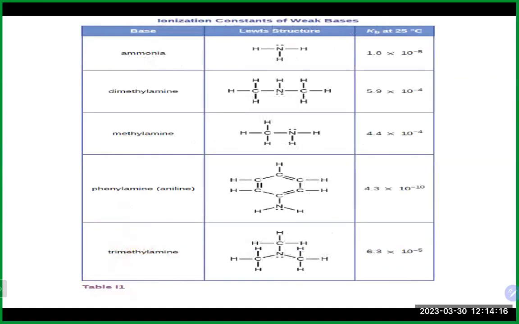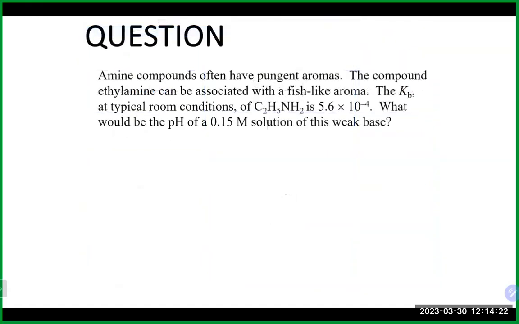All right, so here is a table from your book of some weak bases and their Kb values. So why don't we try one here? An amine compound has a Kb value of 5.6 times 10 to the minus 4. What is the pH of a 0.15 molar solution of this weak base? Take a few minutes there, see what you come up with.